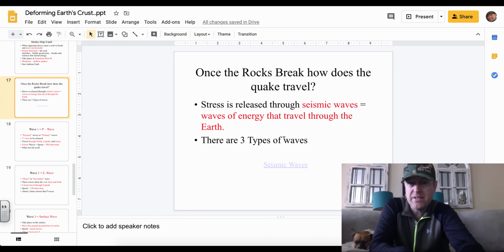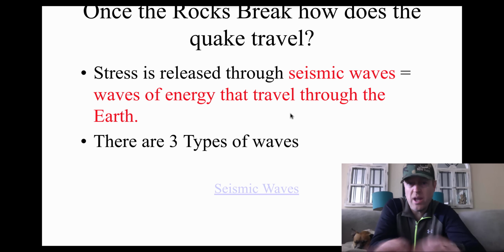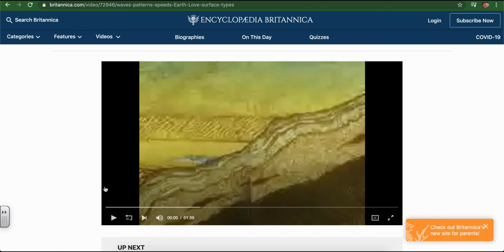Once rock breaks, it goes through these waves, and these waves travel. And there's three types. Let's see if this link will work. So this video is going to show us how these seismic waves move through rock.